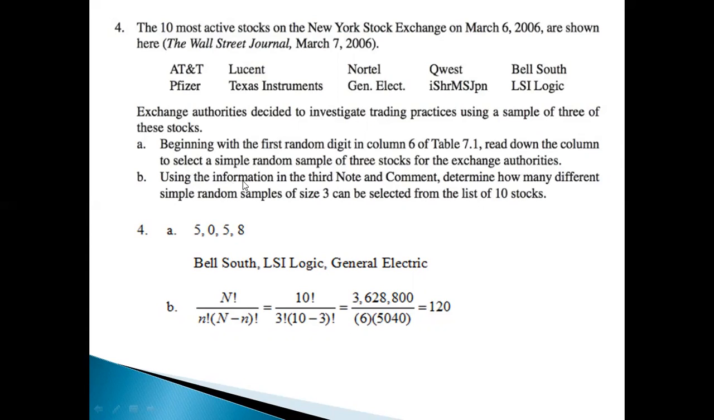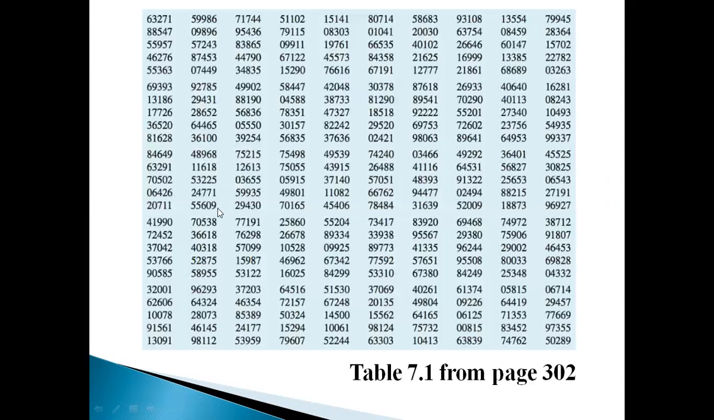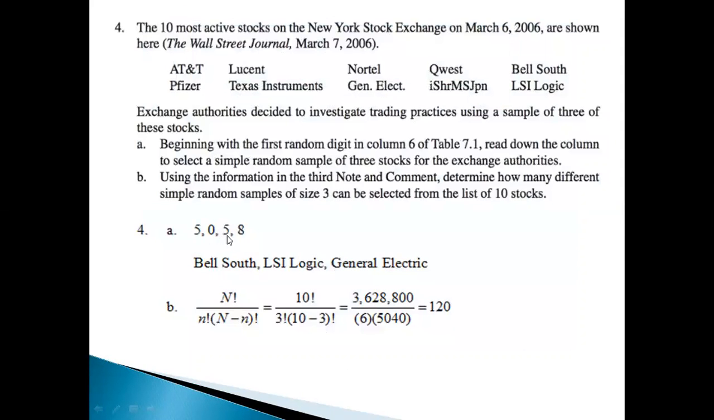Then B, using the information in the third note and comment, determine how many different simple random samples of size 3 can be selected from the list of 10 stocks. All right, so let's see here. We're supposed to go into column 6, and we need to go over here, and then we count down. So we have 5, 0, 5 repeats, so we're going to have to throw that out, and so then we go to 8. And so 5, 0, 5, 8.